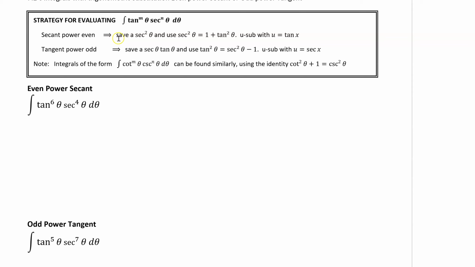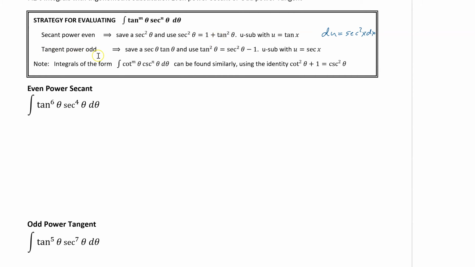If it's even, then we're going to save a secant squared, because if we use u equals tangent, that's going to give us du equals secant squared x dx. And if it's even, that means we're still going to have an even power of the secant that we can use to replace with the tangent.